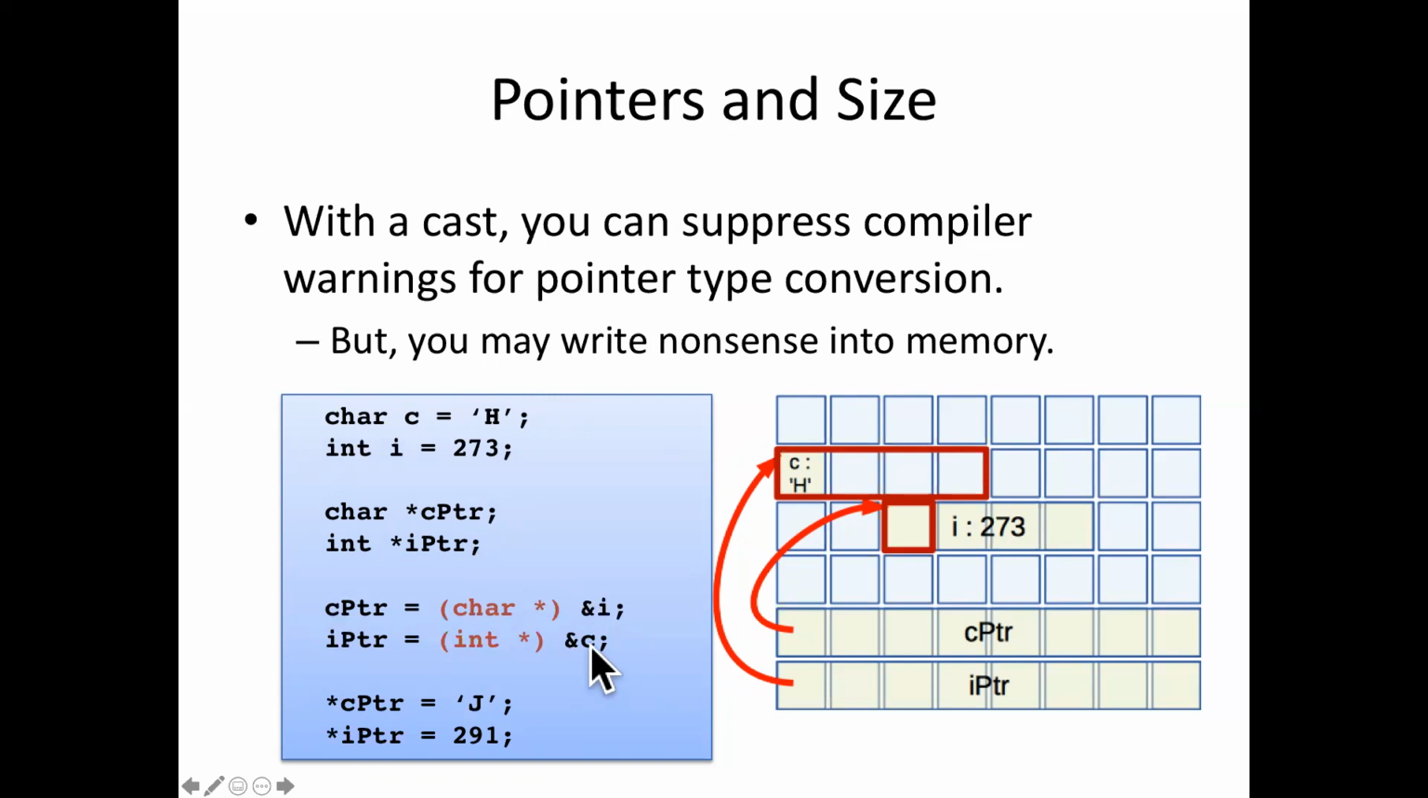Same thing with the char. I take the address of a char, say pretend it's an int pointer, and put it in the int pointer. And then I do the same thing. I dereference those pointers, and I put 2 different values in them.